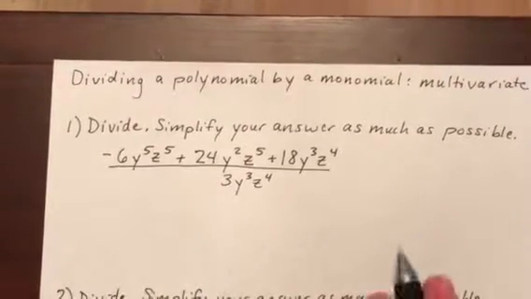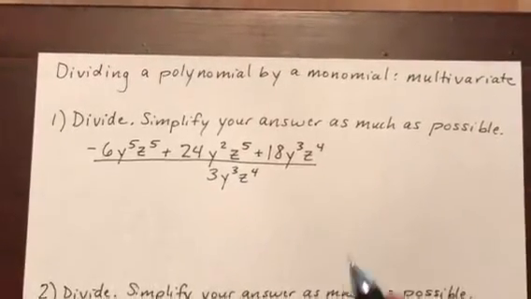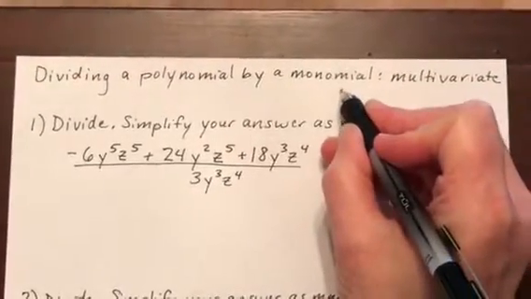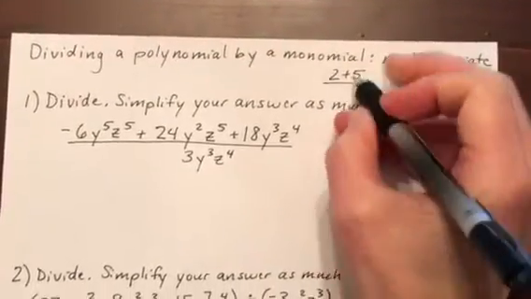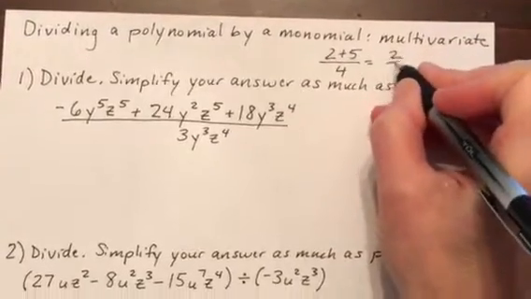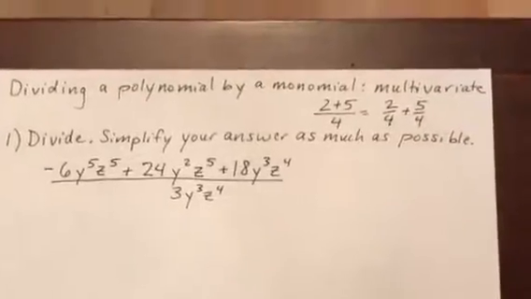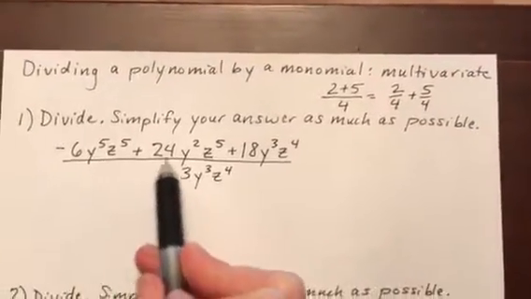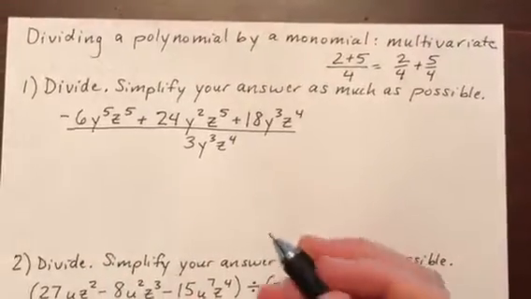Notice that we have a fraction made up of a polynomial on the top and a monomial, or a single term, on the bottom. So if you remember just regular arithmetic, if we had a fraction that was 2 plus 5 over 4, we could break that into two fractions, 2/4 plus 5/4. That's what we're going to do here. We're going to break this into three separate fractions based on each of these terms in the numerator.